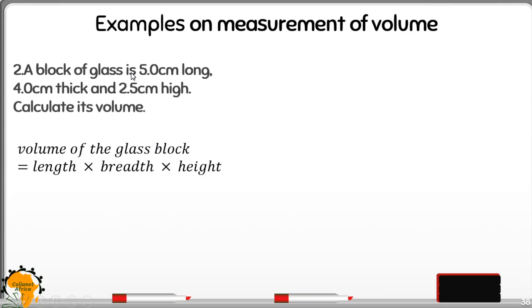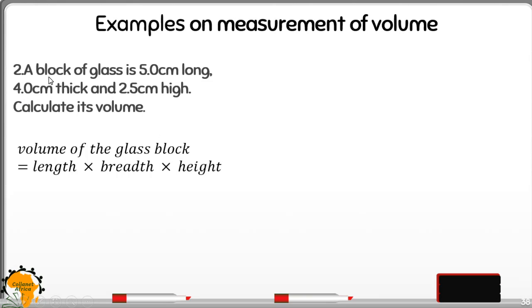We proceed to another example. A block of glass is 5.0 centimeter long, 4.0 centimeter thick, and 2.5 centimeter high. Note that when we are writing 5.0, it is the same as 5. But remember, when we are looking at length, we said that the accuracy is to 1 decimal point. So that is why we are writing 5.0 for the accuracy, 4.0.